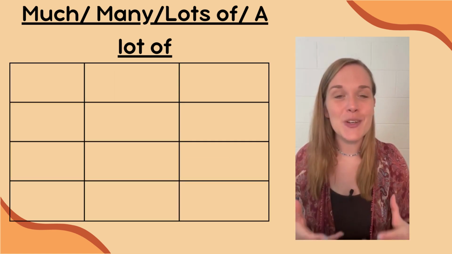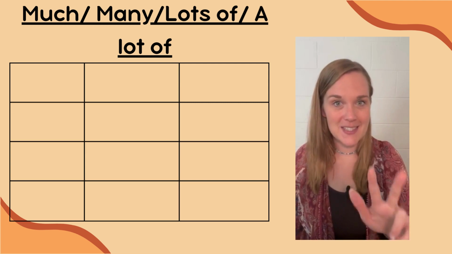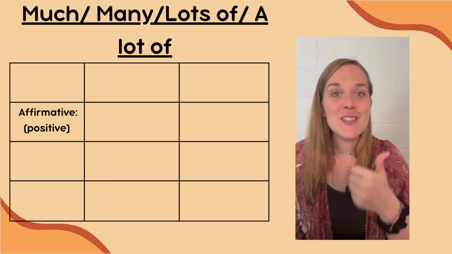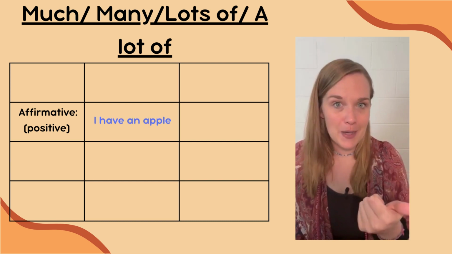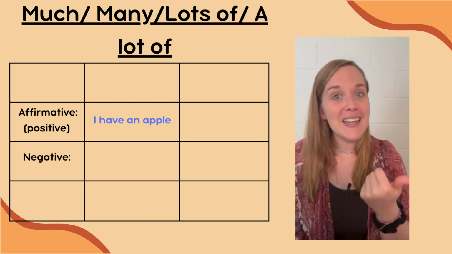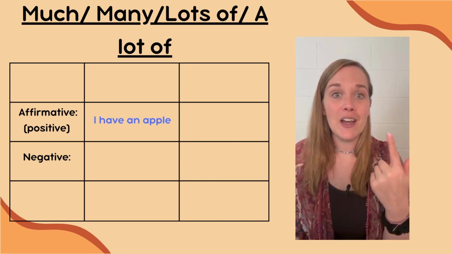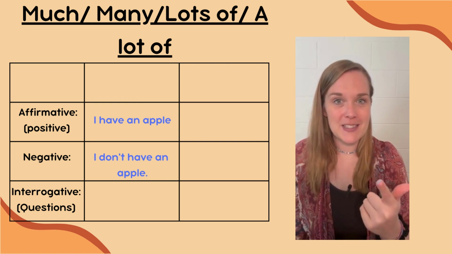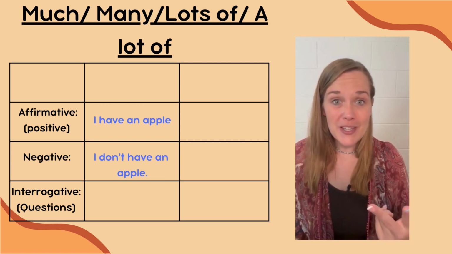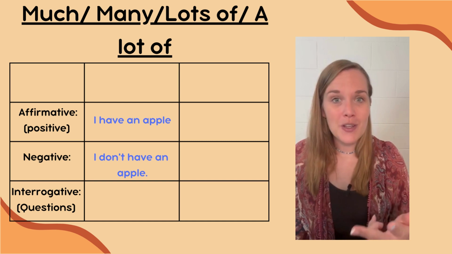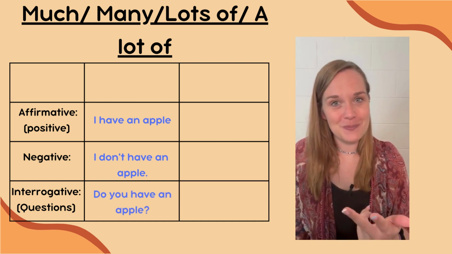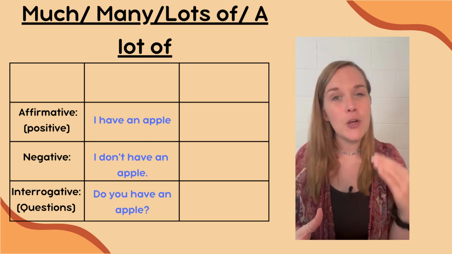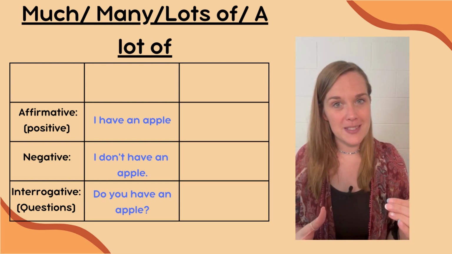So, in English, we have 3 types of sentences. We have affirmative sentences, positive sentences, such as I have an apple. We have negative sentences, like I don't have an apple. And we have interrogative sentences, basically questions. For example, do you have an apple? Let's look at what happens when we use much and many with these 3 types of sentences.